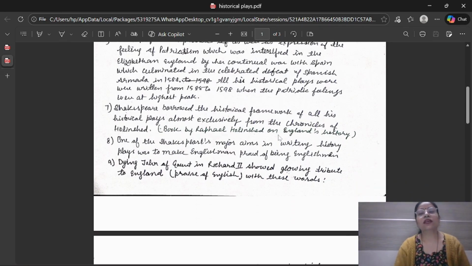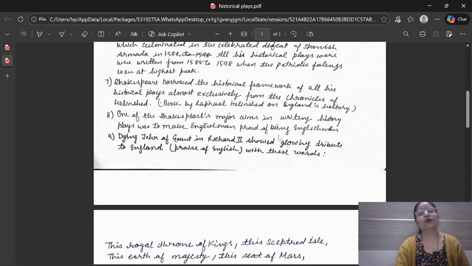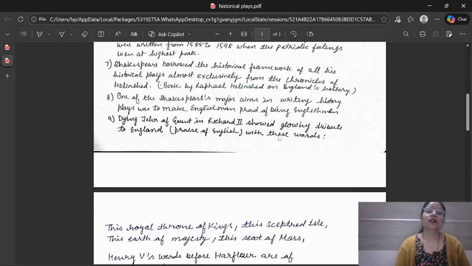Shakespeare borrowed the historical framework of all his historical plays almost exclusively from the Chronicles of Holinshed. Holinshed, you already know, is a book written by Raphael Holinshed on the history of England. So this was the historical book which gave the knowledge of the history of England, and Shakespeare's works were all based upon this work. One of Shakespeare's major aims in writing history plays was to make Englishmen proud of being Englishmen. So the feeling of patriotism was to be aroused.